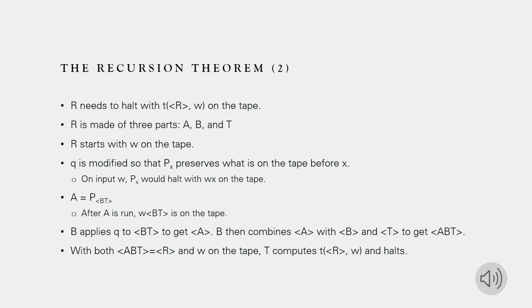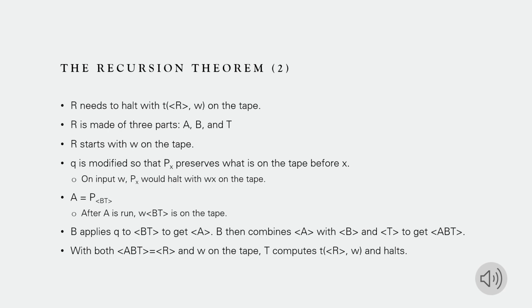R is made of three parts, A, B, and T. So SELF was made of two parts, A and B. R has three parts, and the first two parts, A and B, are what do the recursive stuff, and T is the part that computes the function lowercase t that's referenced here on the top line, where R needs to halt with T of R, comma W on the tape. So that capital T, that's the Turing machine that executes that function. A and B are what put the prerequisite stuff on the tape for T to operate on.